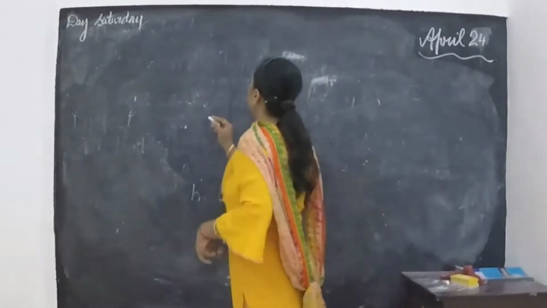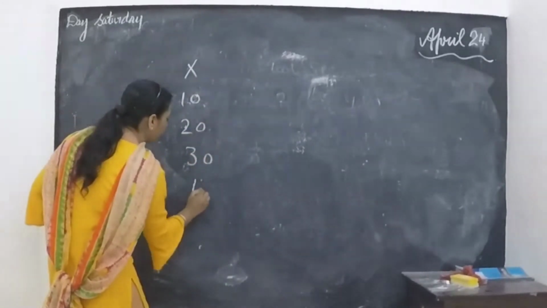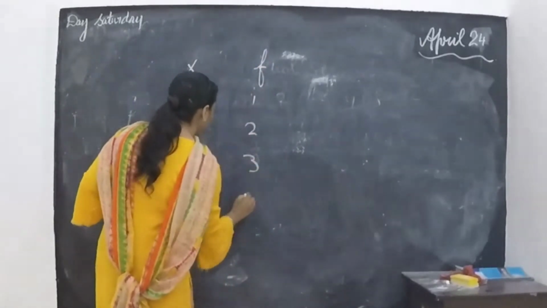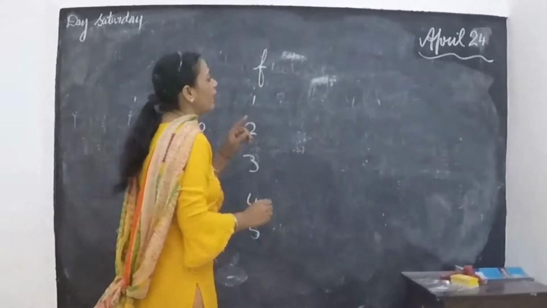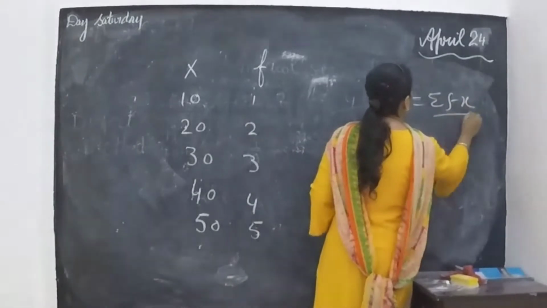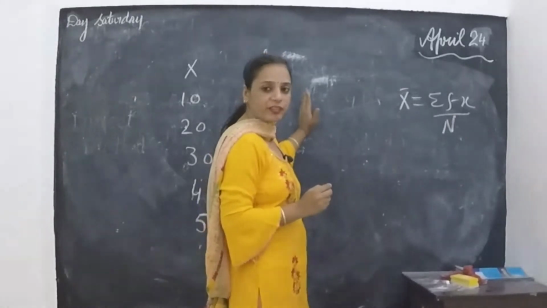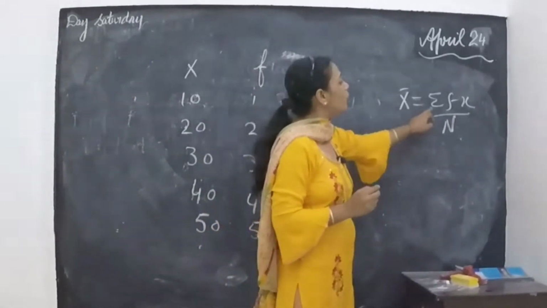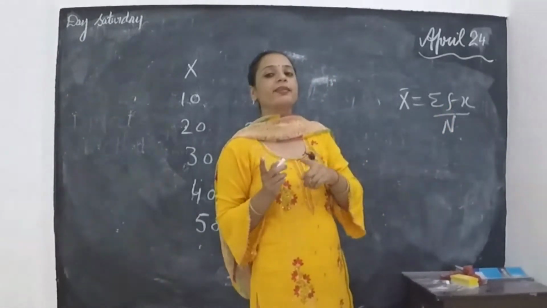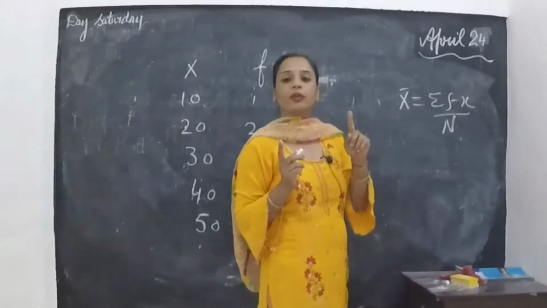For example, we have x variable 10, 20, 30, 40 and 50, and our frequency is 1, 2, 3, 4 and 5. The direct method formula is summation fx by n. When the series is discrete, the formula will be summation fx over n. Summation fx means the sum of the multiplication of variable x and its frequency, and n refers to the total of frequency.